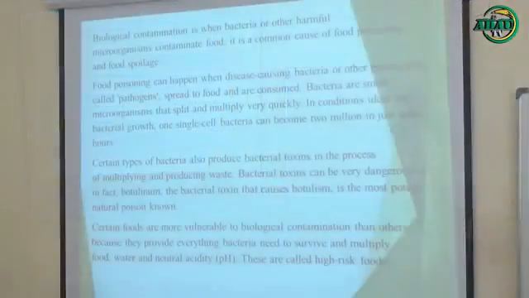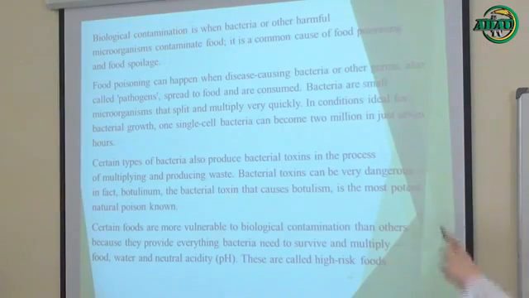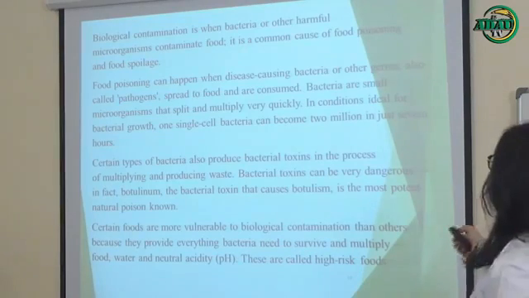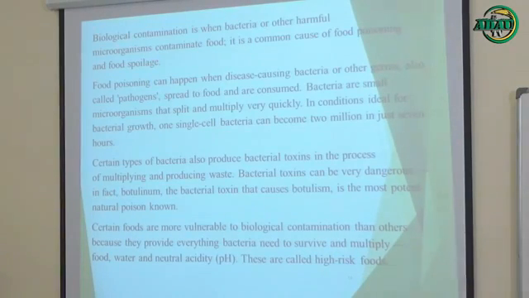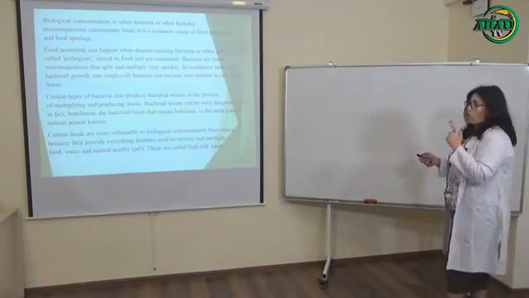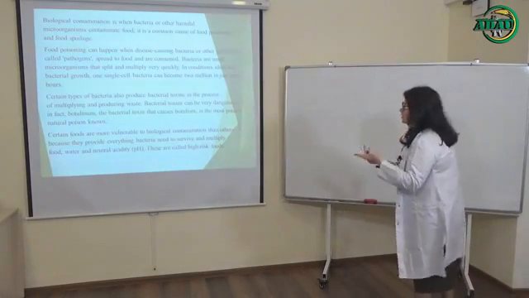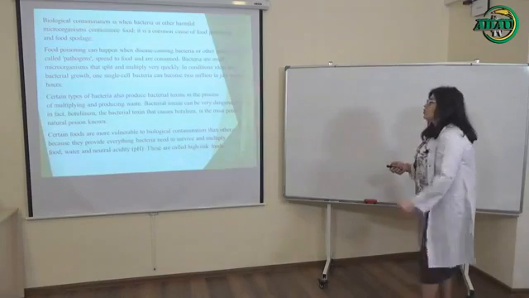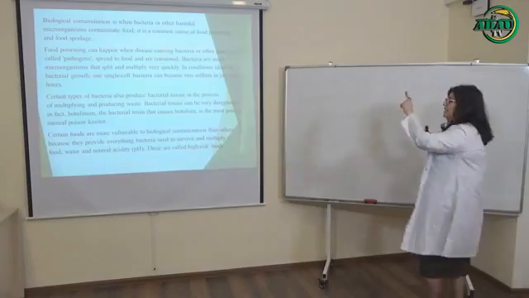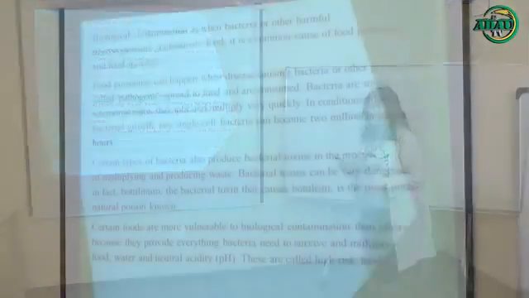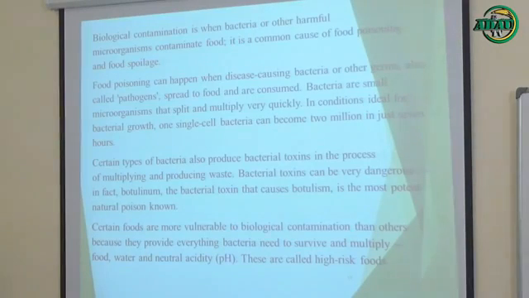Biological contamination is when bacteria or other harmful microorganisms, please pay attention, bacteria or other harmful microorganisms. It doesn't mean that food can be contaminated only by bacteria. It can be viruses. I mentioned it before. So, contaminated food is a common cause of food poisoning and food spoilage. It is another topic. I will deeply explain it in the next lecture. So, food poisoning can happen when disease-causing bacteria or other germs, also called pathogens, spread to food and are consumed.